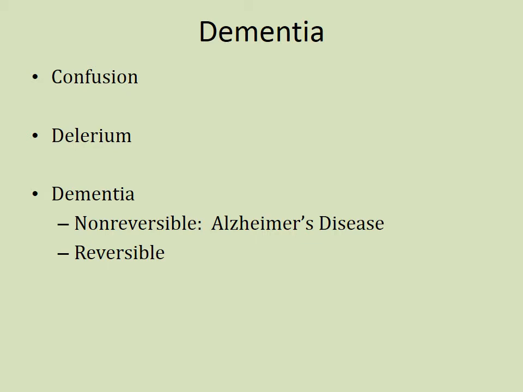And then we have dementia, which is a syndrome characterized by impaired short-term memory and long-term memory, plus impairment in one of the following: abstract thinking, judgment, speech, or personality. So loss of cognitive and social ability severe enough to interfere with daily function. Remember that Alzheimer's is non-reversible, but we can sometimes treat the symptoms.